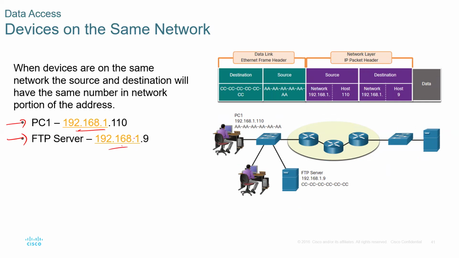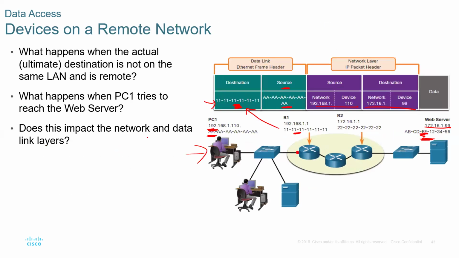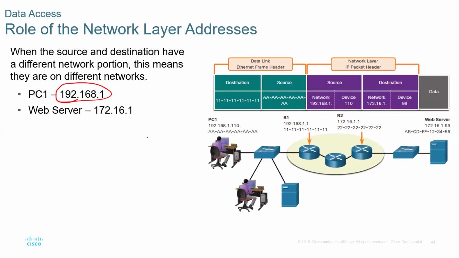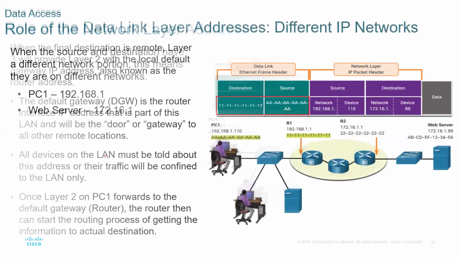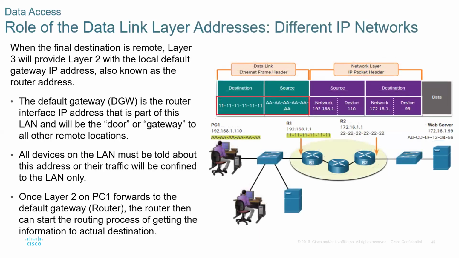But if they differ, for example if we put a different one here, they become two different networks. That is what is being demonstrated right here. So this tells us that this is the remote network. The addresses differ: one is 192, the other is 172. Those are two different networks. That is remote communication taking place. The role of the data link addresses in different IP networks.